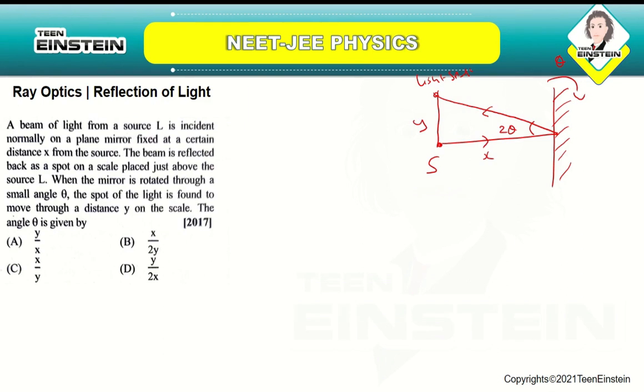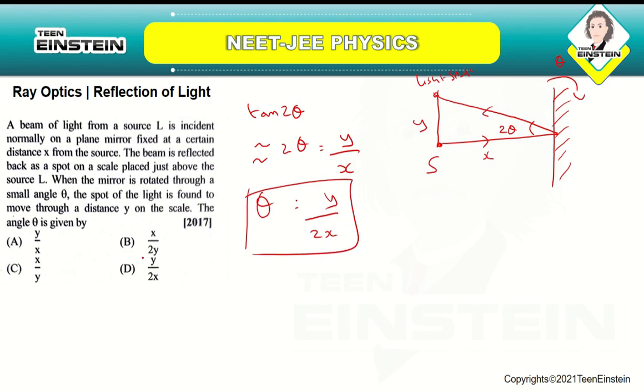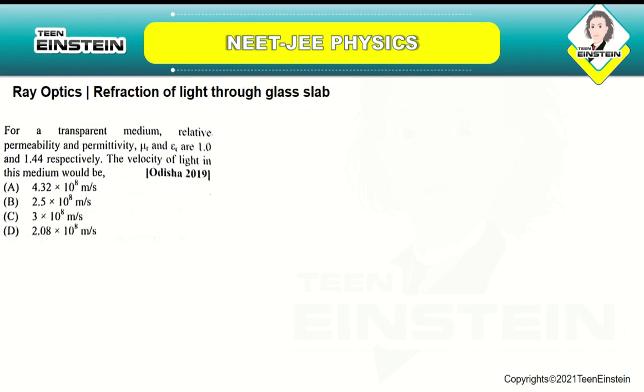So from the figure it is clear that tan 2 theta, which you can approximately take it as 2 theta, is equal to y by x. Okay, so theta will be y by 2x. So the correct answer is option number D. The angle theta is equal to y by 2x. So here, when a plane mirror is rotated through an angle theta, the reflected ray turns through an angle of 2 theta. That is what we found out, and the theta value is y by 2x. Okay, let us now move on to the next question.